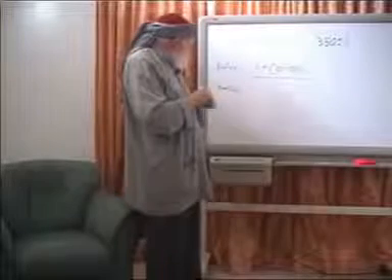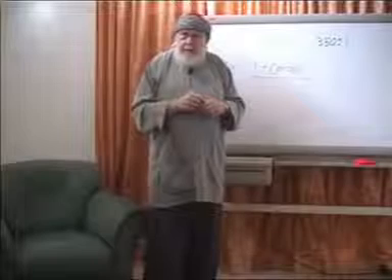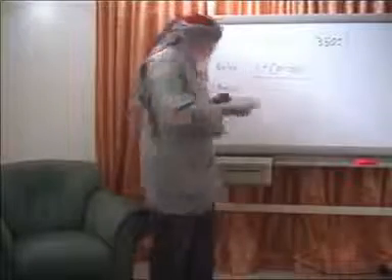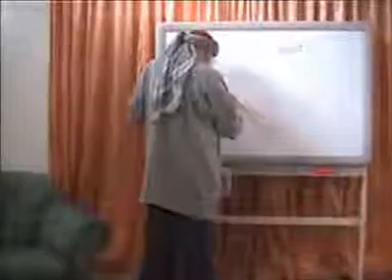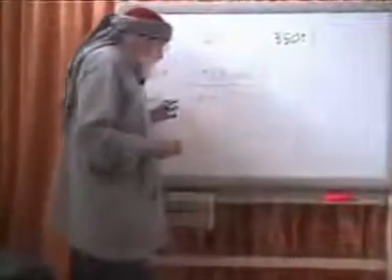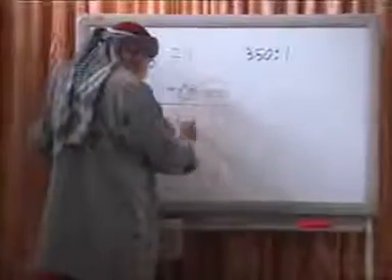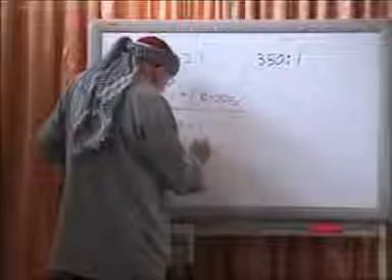Now, what happens if you intend to do a negative thing? 0. If you do it, and if you go ahead and do the negative thing, 1. So 0 plus 1 is 1.